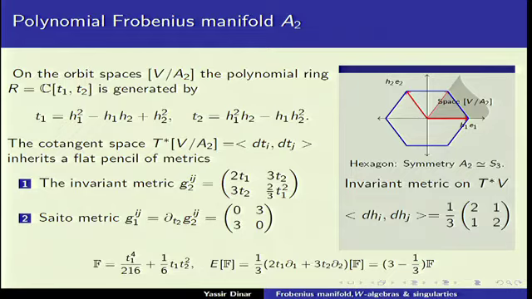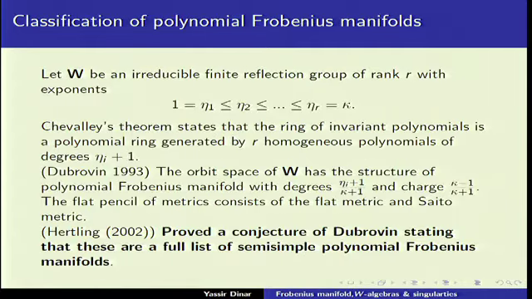And this flat pencil of metrics will be regular and quasi-homogeneous and give you a polynomial structure of dimension 2. Okay. So we will use a flat pencil of metrics to construct a polynomial Frobenius manifold. And from Arnold's remark about the relation between polynomial Frobenius manifolds and the exponents of Coxeter groups, Dubrovin constructed a polynomial Frobenius manifold on the orbit space of a Coxeter group.